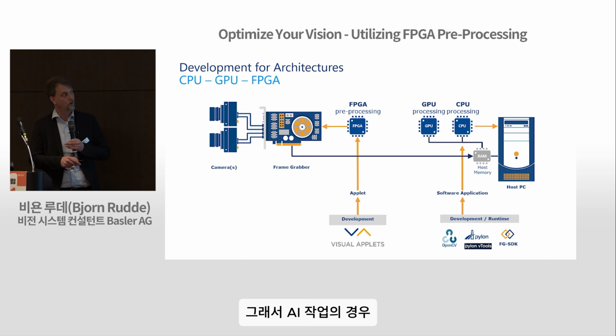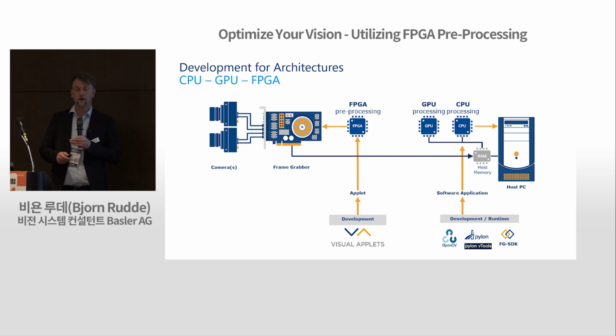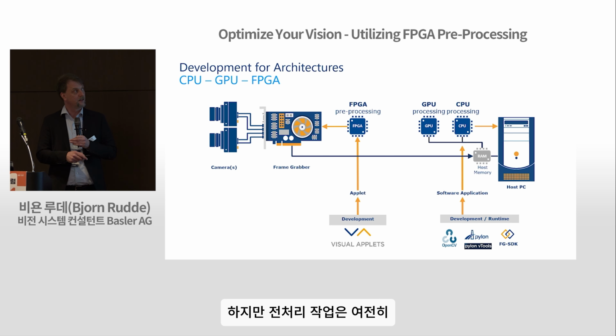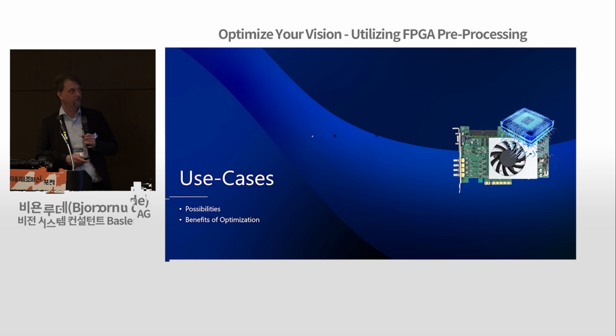So when you want to go for AI stuff, the GPU is normally the architecture that is chosen, but pre-processing tasks can still be maintained by using an FPGA. Later on, I will give some use cases.